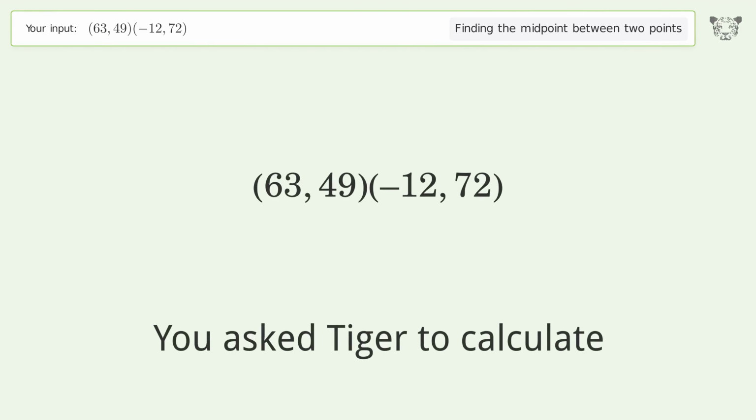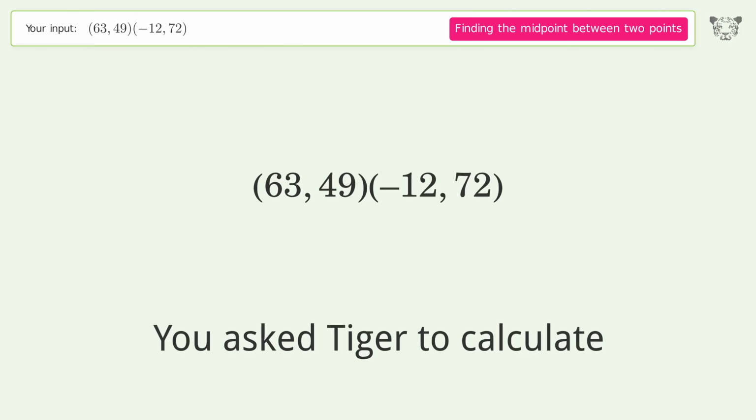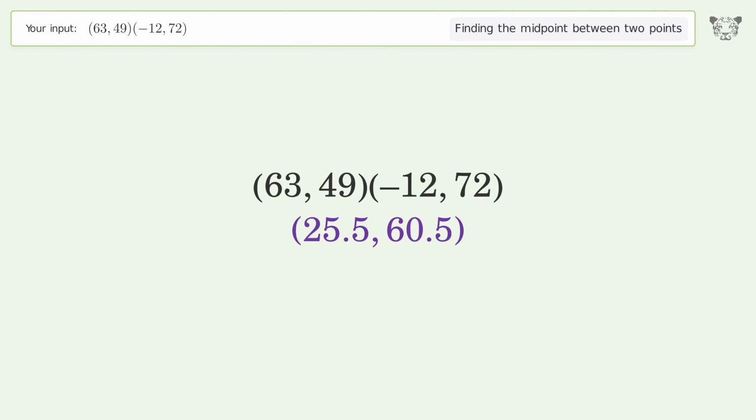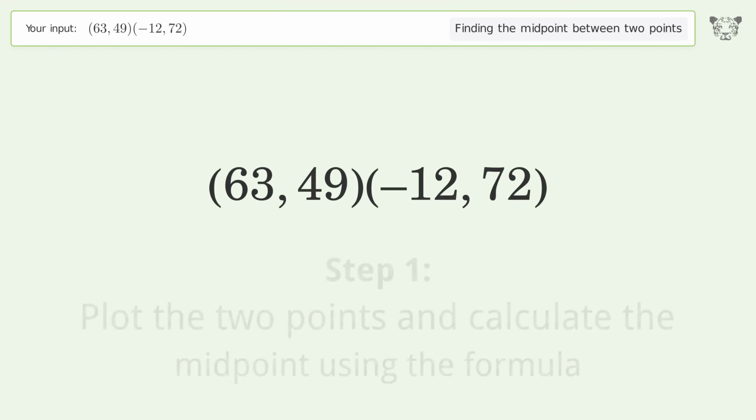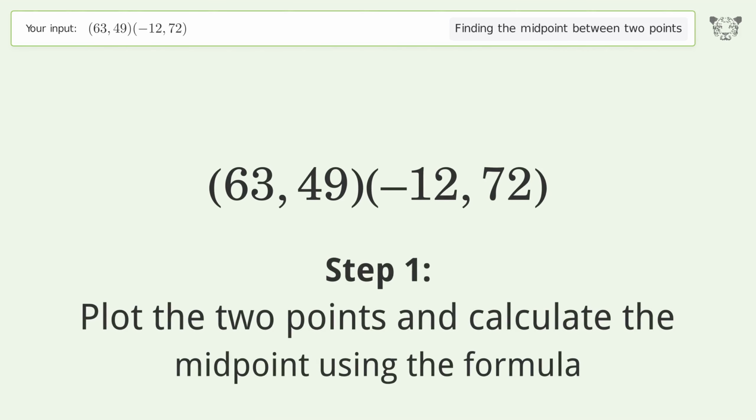You ask Tiger to calculate. This deals with finding the midpoint between 2 points. The midpoint between the 2 points is 25.5, 60.5. Let's solve it step by step. Plot the 2 points and calculate the midpoint using the formula.